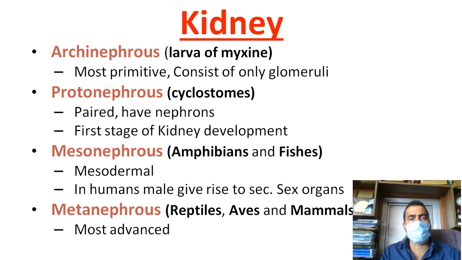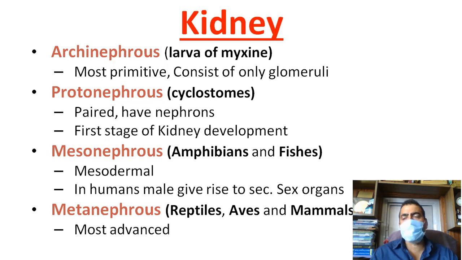The kidney is of different types, on the basis of their structure, their functions, and their development. For example, in the larva of myxine, that is hagfish, they contain the archinephros kidney. This is a very primitive type of kidney, and it contains only glomeruli. Another kidney, the protonephros, is a little more developed and is found in cyclostomes. It is a paired kidney having nephrons. Nephron is basically the basic unit of excretion. This is the first stage of kidney development.